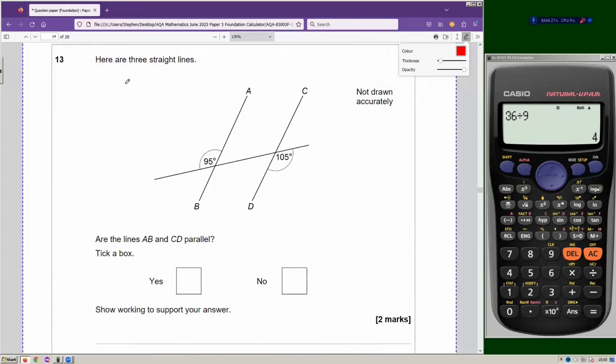There are 3 straight lines. Okay, we've got 95 there, 105 there. Are the lines AB and CD parallel? Well, if this is 105, this one's 105. It just happens to be that way. And this one is 95. No.